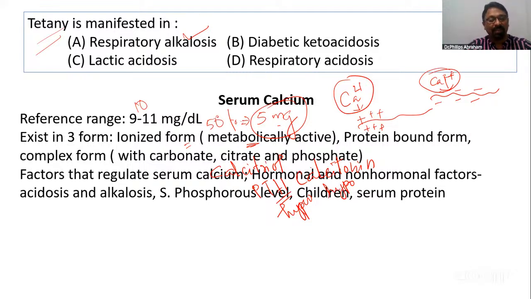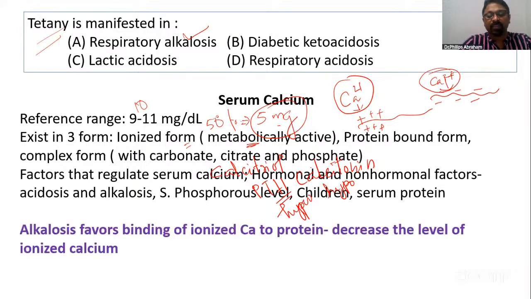Okay, now we have done factors of calcium level, hormonal, non-hormonal. The non-hormonal factors are acidosis, alkalosis, serum phosphorus level, children, serum protein. Just now I said all things. These all together can change the protein level, calcium level. Of course, the hormonal factors, as I said, are calcitriol, PTH, and calcitonin. So these questions answer: alkalosis favors binding of free calcium to protein, decreasing the level of free calcium, so it leads to tetany.